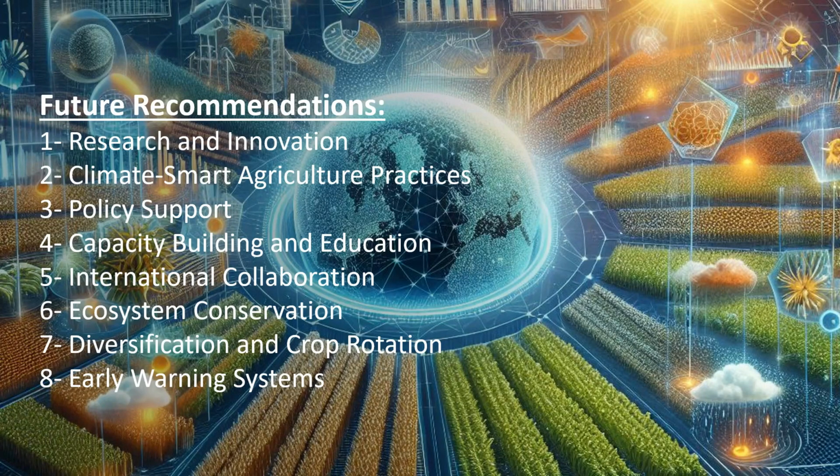Ecosystem conservation. 1. Prioritize natural ecosystem conservation for climate mitigation. 2. Recognize ecosystems' vital role in providing essential services for agriculture. Diversification and crop rotation. 1. Encourage crop diversification and rotation for increased resilience. 2. Explore alternative crops suited to evolving climate conditions.